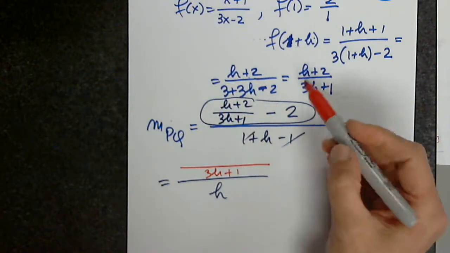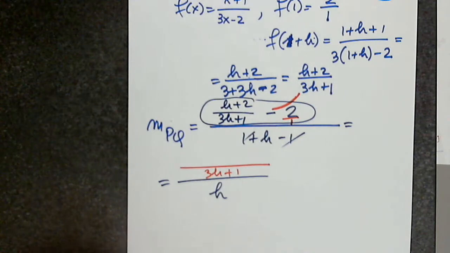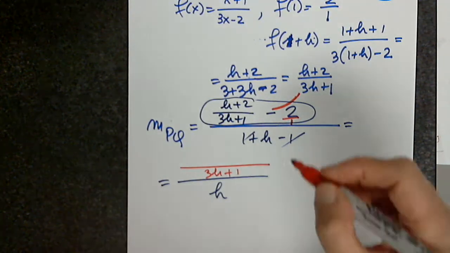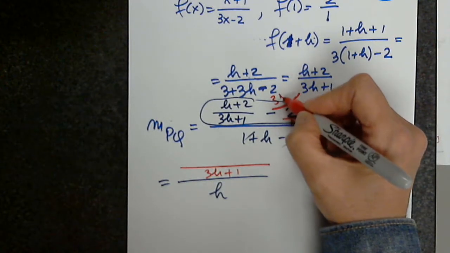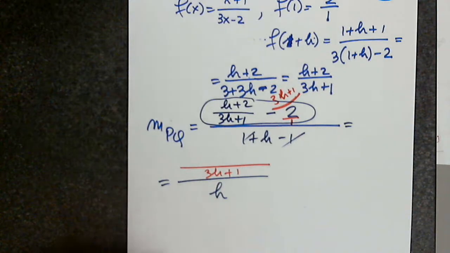Very good. So then the only adjustment needed here is because the denominator of 2 is 1, what will be the adjustment up there? 3h plus 3. Excellent. Plus 1, over 3h plus 1. And now, can anyone dictate the numerator of this fraction?